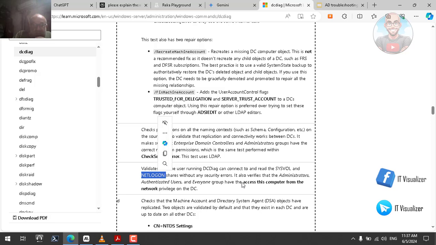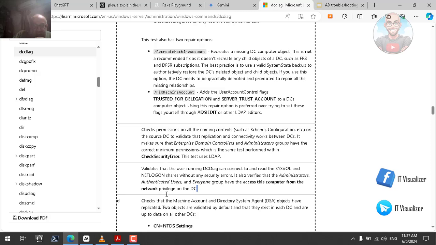So very, very good. He's saying that access this computer from network privilege is one of the most important permissions. So the authenticated user should have access to the domain controller, especially these folders, and have read permissions on them so they can apply the different group policies and the scripts. So very, very good one.